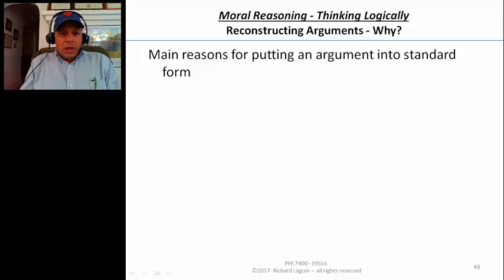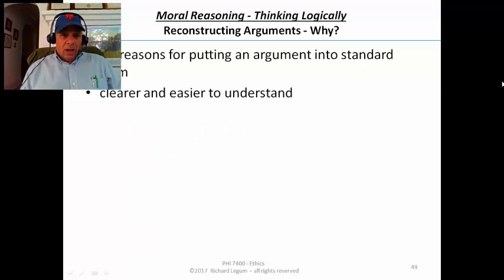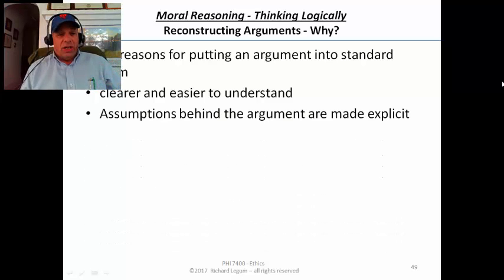Finally, it's just worth noting why we're doing all this. That is, the main reasons for reconstructing arguments in this way, putting them in standard form, numbering premises and conclusions. Well, the main reasons are, it makes it clearer to understand what the arguments are, what the assumptions are, and what the point is, what the conclusion is. And if it makes it clearer, it's also going to make it easier to understand.